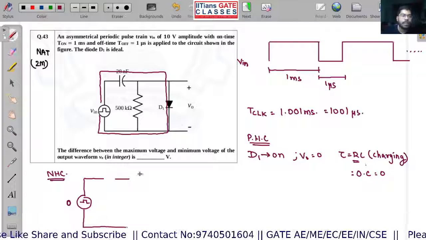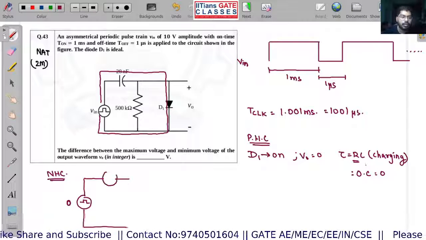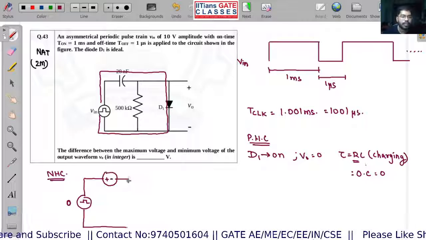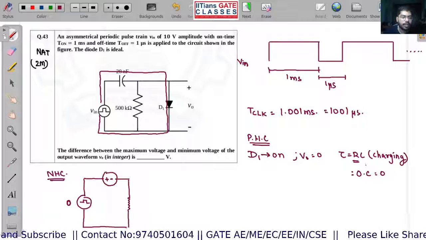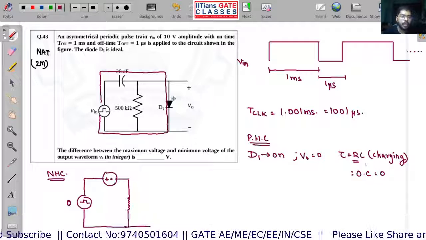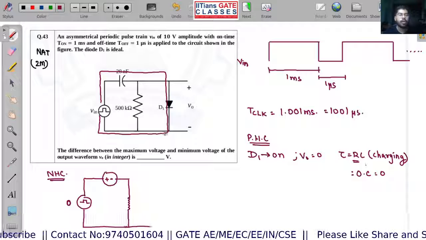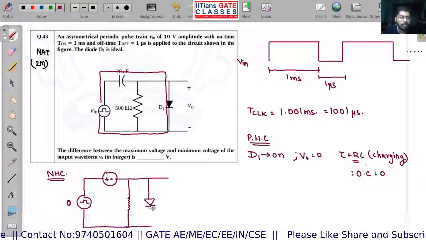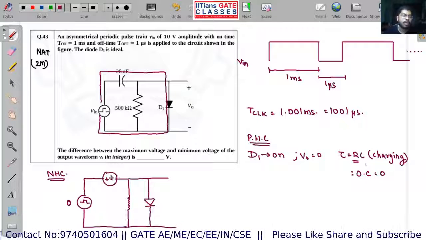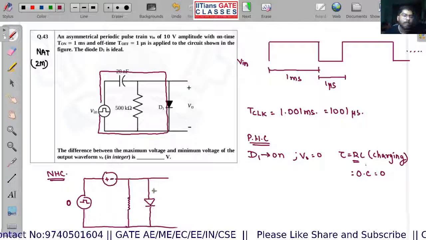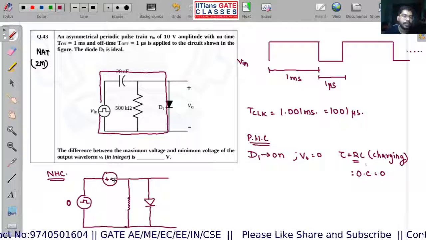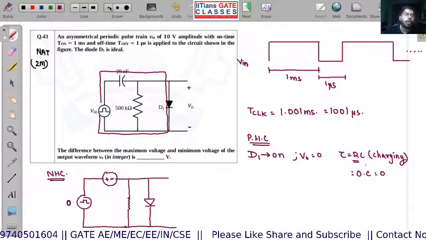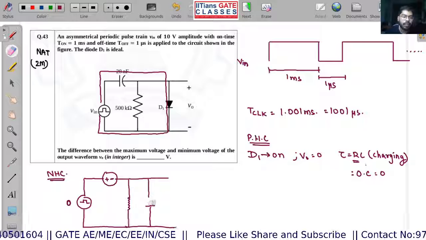This capacitor I can replace with a voltage source, and here we have a resistor. What about this diode, will it be on or off? You see that the P side of the diode is connected to the negative side. So this diode will be off.